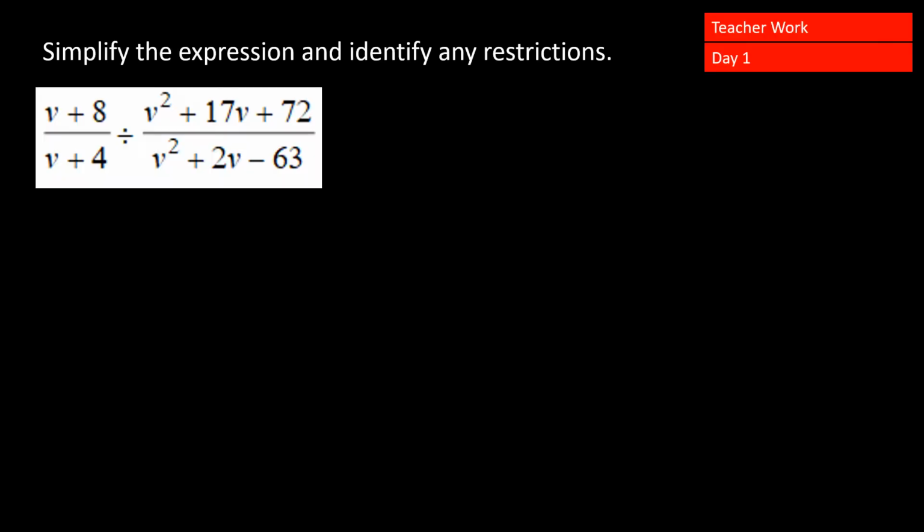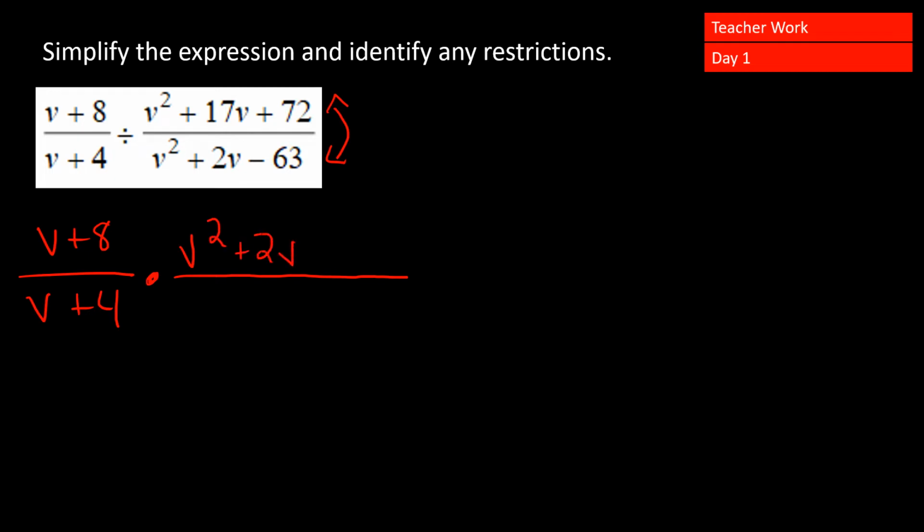So this first one says to simplify the expression and identify any restrictions. So what happens here is we have some division happening. So we've got this v plus 8 over v plus 4. Now, we have division. We know that when there's division, we are actually going to be multiplying by the inverse of this. So we're going to be flipping this rational expression around. So we're going to say v squared plus 2v minus 63 over v squared plus 17v plus 72.